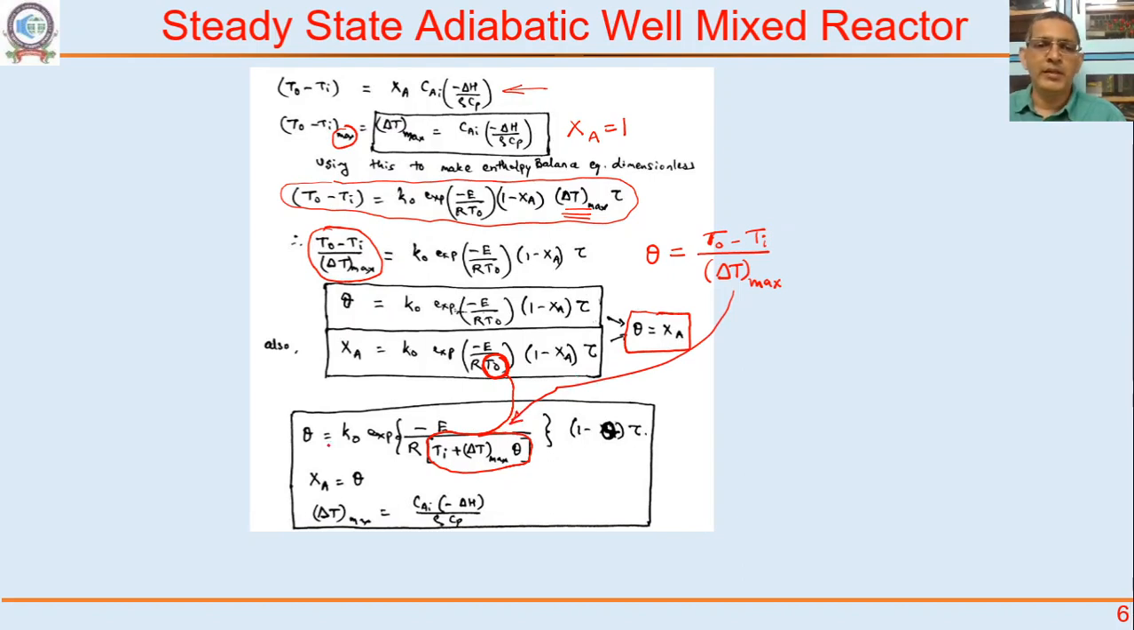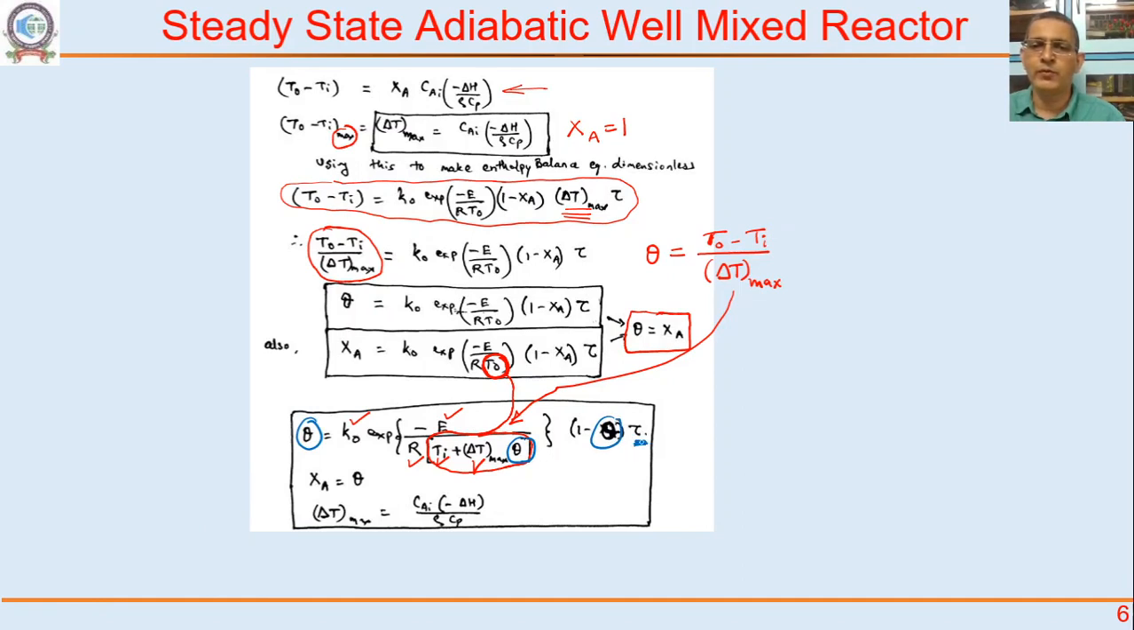right? Now in this equation, what are the things that we know? K0 we know, E we know, R we know, inlet temperature we know, delta T max we can calculate. Once I know the exothermicity, once I know physical properties, once I know the inlet concentration, delta T max can be calculated, right? So we have unknowns. Let's put that in some other color. Unknown: theta, 1 minus theta and tau.